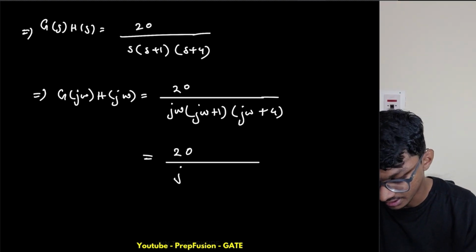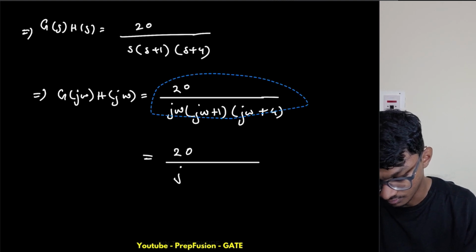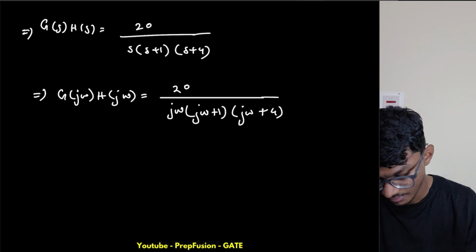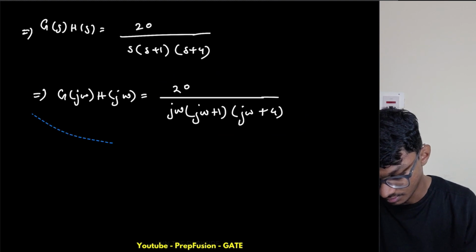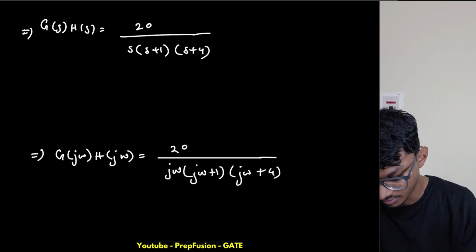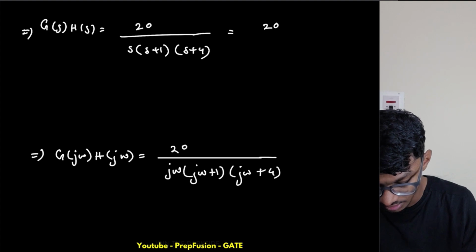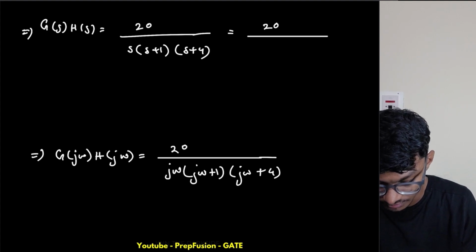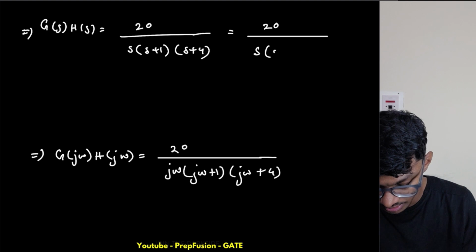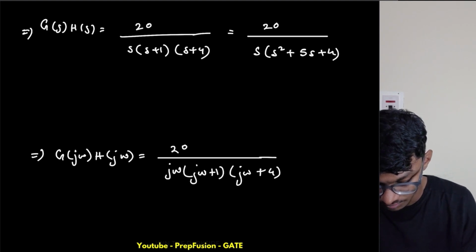So this is very hectic. What I will do is, I will not do this right now. Take this one in the bottom. So further simplifying this one, I will get the same characteristic equation, which is s square plus 5s plus 4.